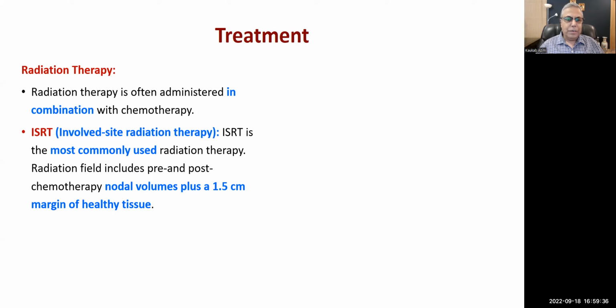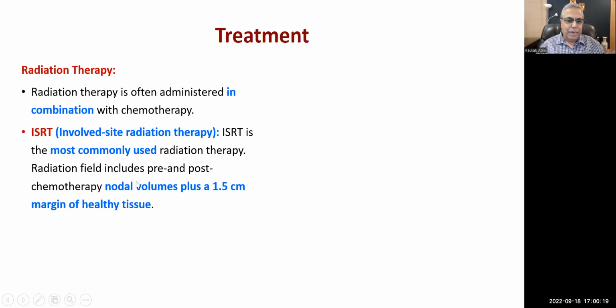And radiation field includes pre and post chemotherapy nodal volumes, plus a margin. How much area are we covering by the radiation? That is what we mean by radiation field. So let us suppose that the cancer is 1 centimeter, but we will give radiation not to 1 centimeter, but to an area outside that 1 centimeter, 1.5 centimeter outside. So our total area will be about 4 centimeters, a circle of 4 centimeter, right? With a diameter of 4 centimeter. That is what it means.